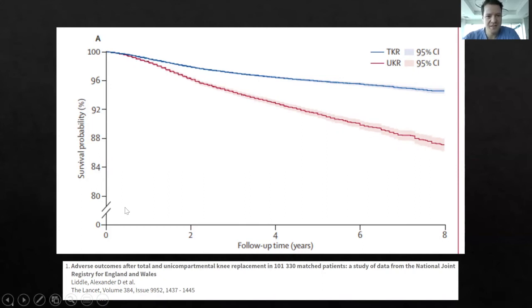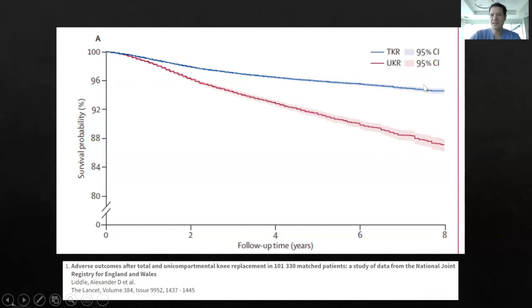And what it does is it shows us on the x-axis here how much time we have for follow-up, and on the y-axis what percentage of those knees that were put in are still working well. And so if you see the slope of this red line, it drops farther than the blue line. And what that means is that 8 years out, around 90% of the partial knees were still working well, whereas about 98% of the total knees were still functioning well.